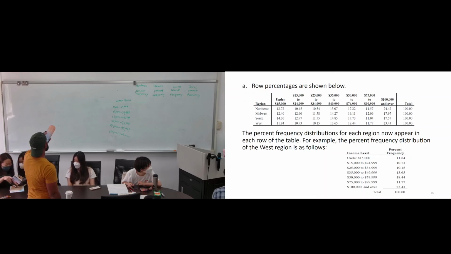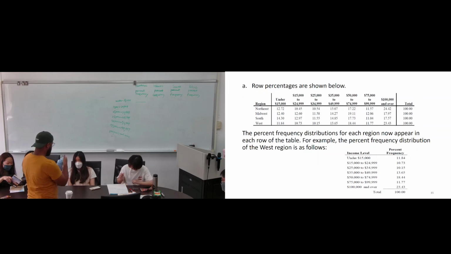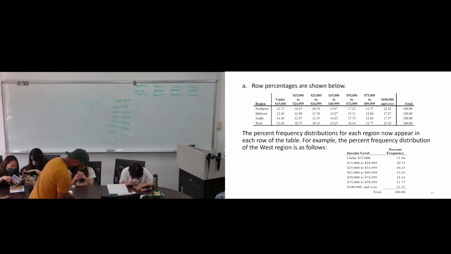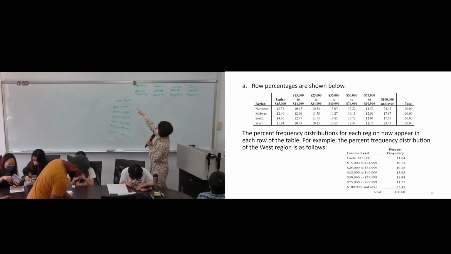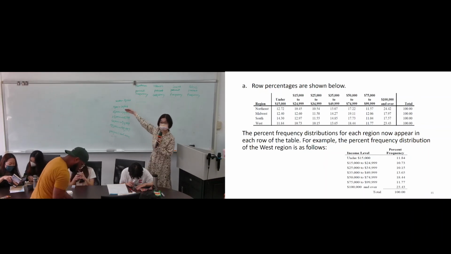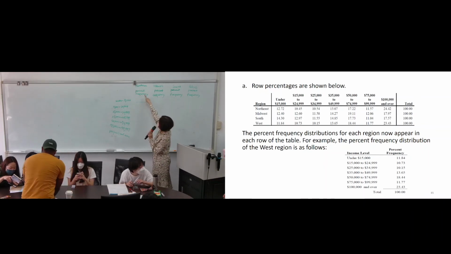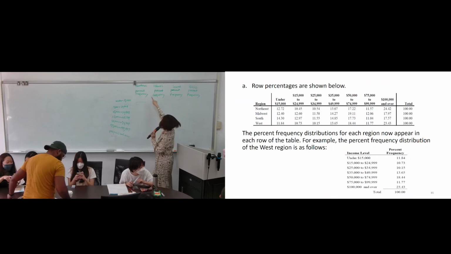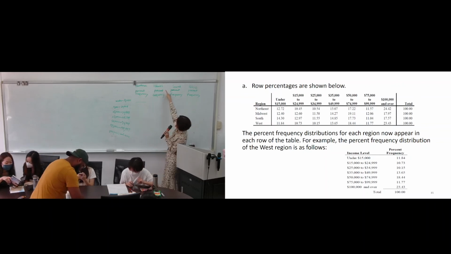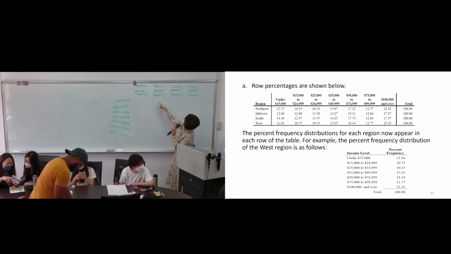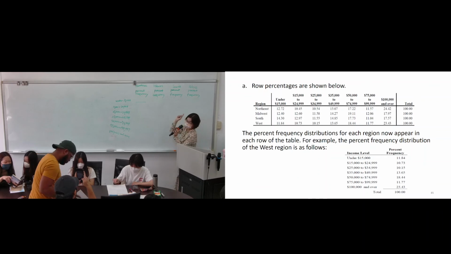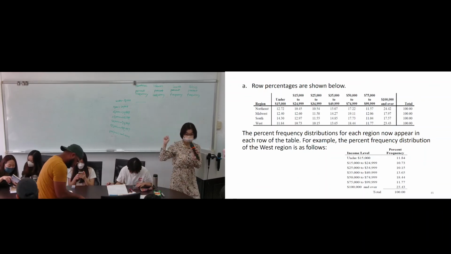Can we just make the graph one by one? Oh yes, you can do it like this one. The first column presents the class, and the second one is Northeast percent frequency. The third column is Midwest percent frequency, then South percent frequency, and West percent frequency. You can do that.